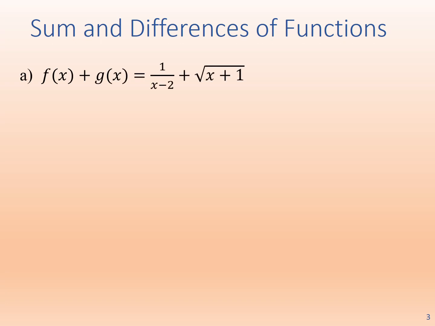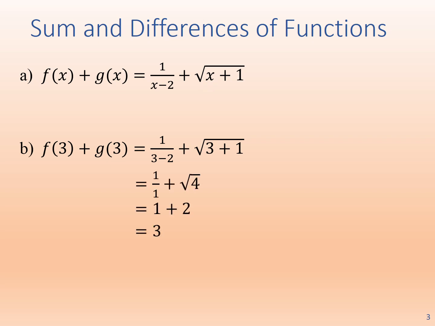To find our sum function, then all we have to do is add the two functions. Next, we're asked to find what that sum function is when x equals 3, so we simply substitute x equals 3 into our equation and evaluate that out to 1 over 1 plus the square root of 4, which gives us 3. The domain of the function is a little bit trickier.